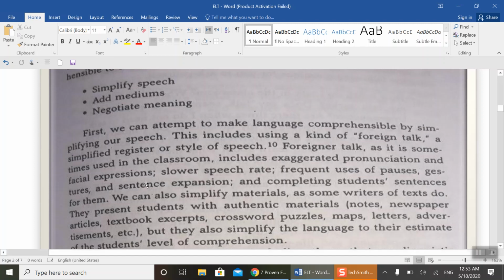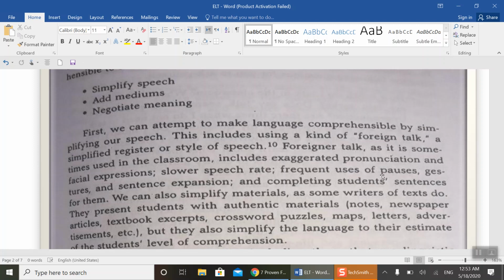Use facial expressions. What else? Exaggerated pronunciation. Frequent uses of pauses. Okay? Frequent uses of pauses. Stop. Gestures, using gestures. Sentence expansion, extend the sentence.